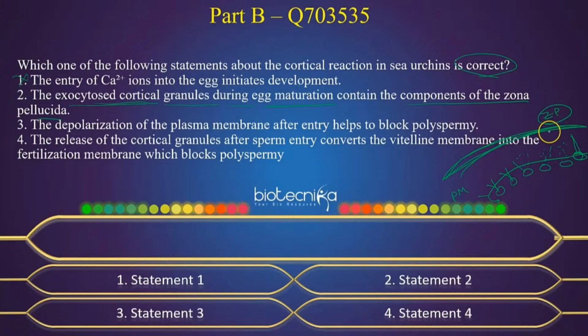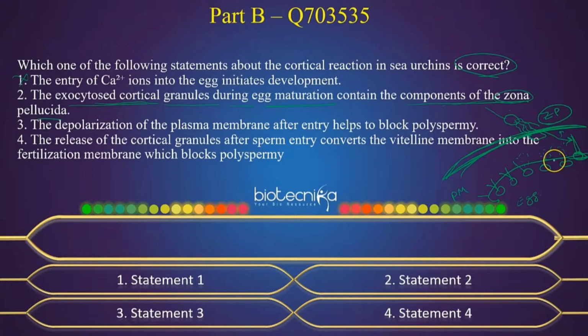Okay, so zona pellucida is penetrated by the sperm. Through the acrosomal reaction, whatever sperm acrosomal contents are there will be released, and that is how the sperm can enter the zona pellucida, and then only it can fuse with the membrane of the egg. But here they are saying that the cortical granules contain components of zona pellucida. How is that possible? Zona pellucida is a glycoprotein layer, not a membrane. So how can cortical granules contain the components?